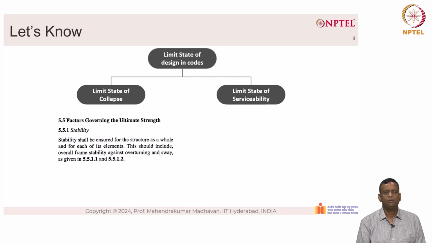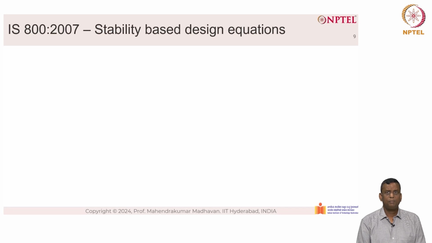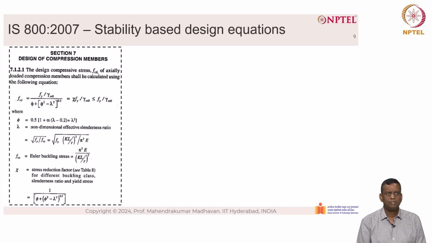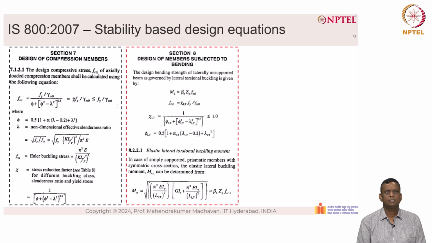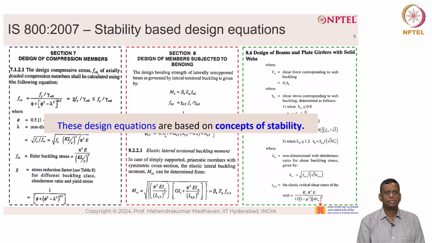Section 5.5 of IS 800 gives the factors governing the ultimate strength. For stability, it is 5.5.1. The next one is the limit state of serviceability, where what we discussed in the previous slide is given here. The stability-based design equations are also present in IS 800. Section 7 represents the design of compression members. Section 8 represents the design of members subjected to bending. And Section 8.6 represents the design of beams and plate girders with solid webs. All these equations are derived based on the concepts of stability.